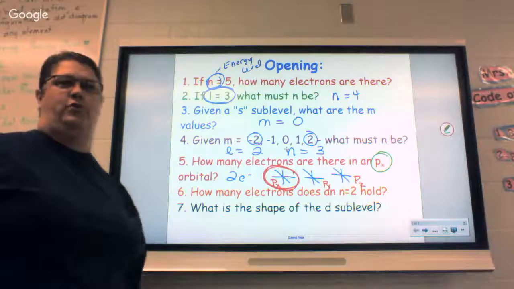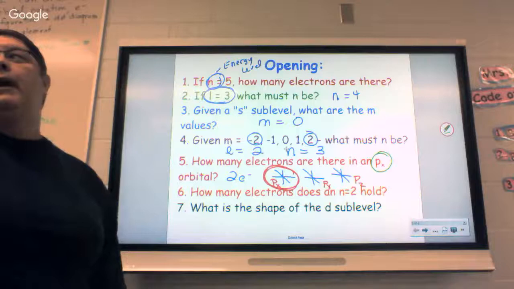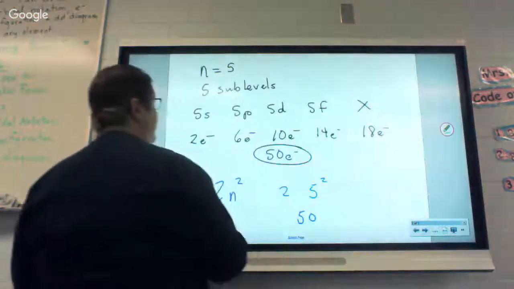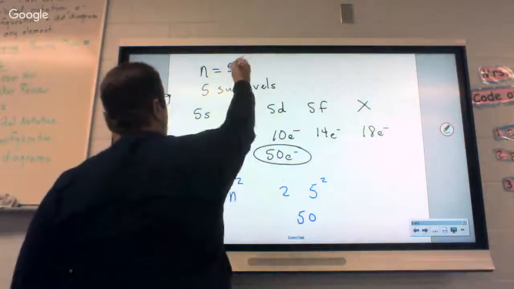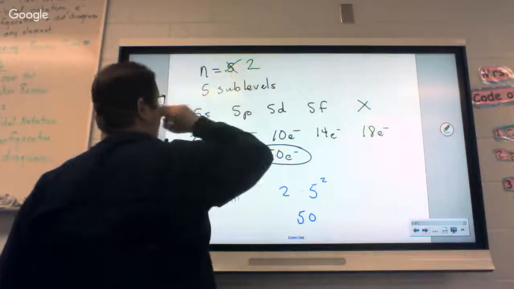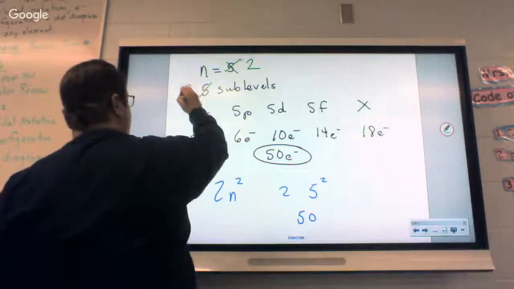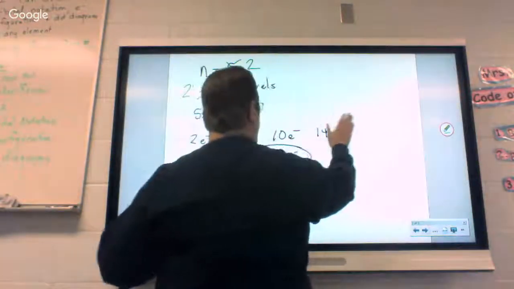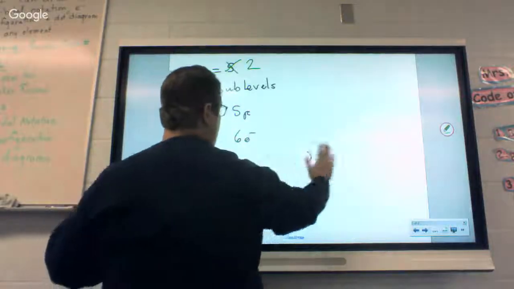How many electrons does n equals 2 hold? 8. You've got to add them up. N equals 2 would be just like this one. N equals 2 has how many sublevels? 2. Their names are 2s and 2p.